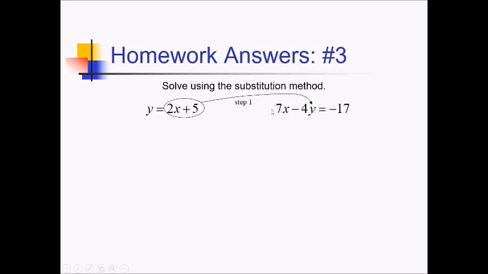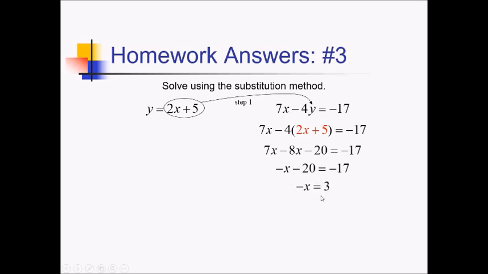So that means I can rewrite this as 7x minus 4 times, and now I need parentheses for my 2x plus 5. All of that equals negative 17. And now whatever was happening to y is now happening to 2x plus 5. So namely, it's being multiplied by negative 4. So I can rewrite this, if I distribute, as 7x minus 8x minus 20. All of that equals negative 17. Combining like terms, I've got negative x minus 20 equals negative 17. Adding 20 to the other side, I now have negative x equals positive 3. And then that means that x is going to equal negative 3.